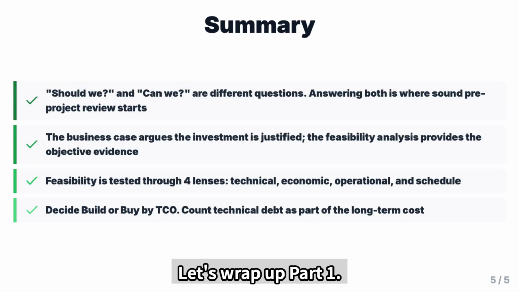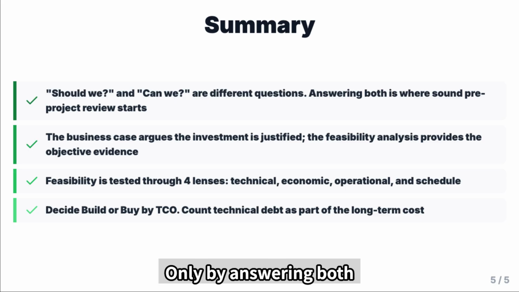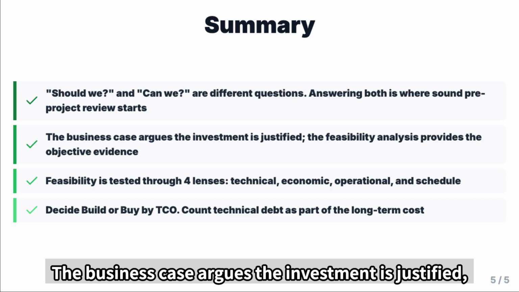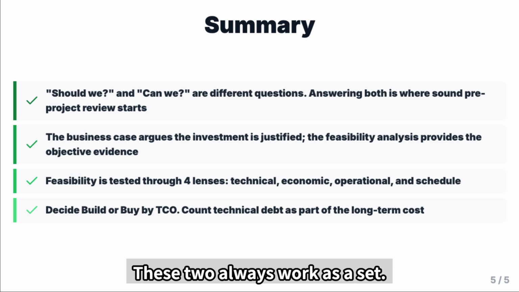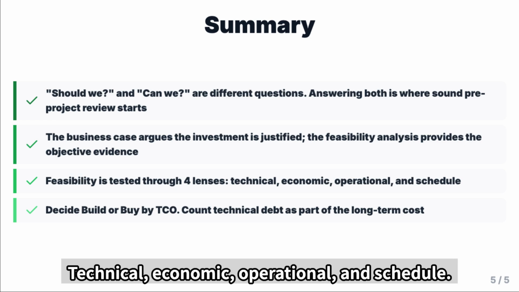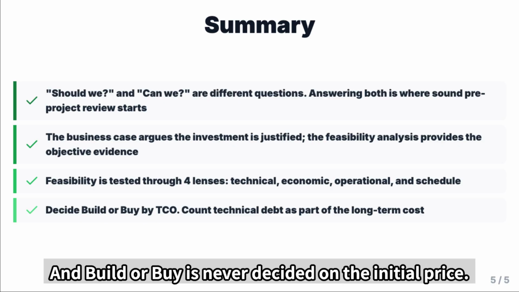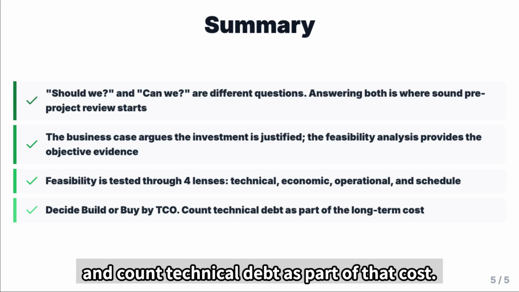Let's wrap up part 1. Should we, and can we, are different questions. Only by answering both does an organization earn the right to start the project. The business case argues the investment is justified, and the feasibility analysis provides the objective evidence. These two always work as a set. Feasibility is tested through 4 lenses: technical, economic, operational, and schedule. A hole in any one of them can bring the project down. And build or buy is never decided on the initial price. Compare long-term cost with TCO, and count technical debt as part of that cost.